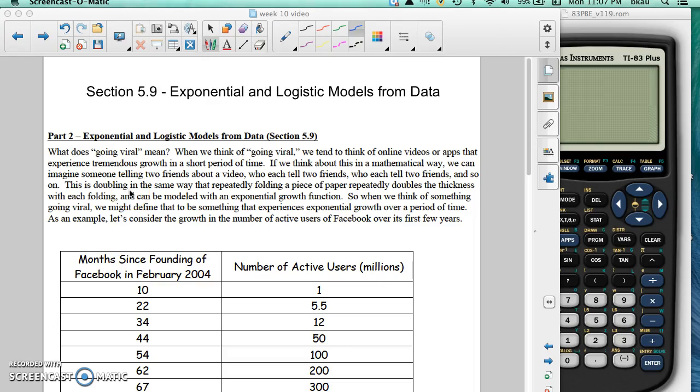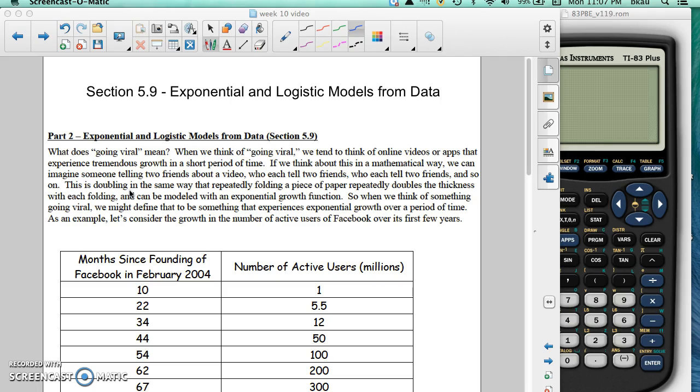Hello, and in this video we're going to continue looking at models from data. In our previous video we did linear models. In this video we're going to look at exponential and logistic models from the data. So this is from your worksheet.